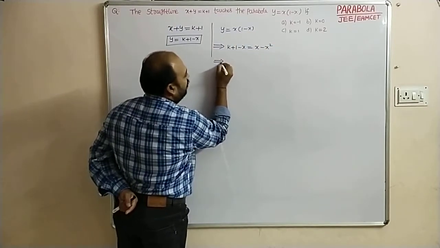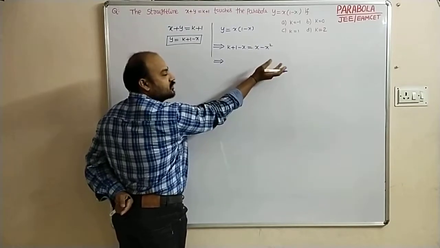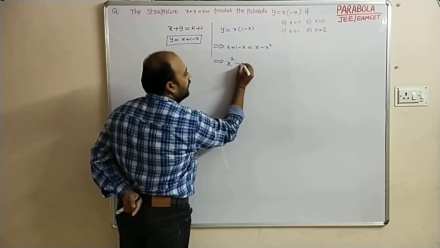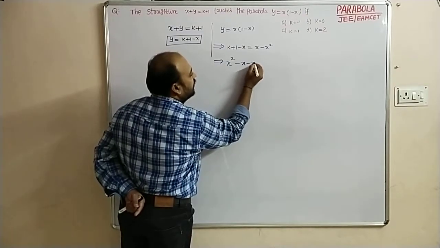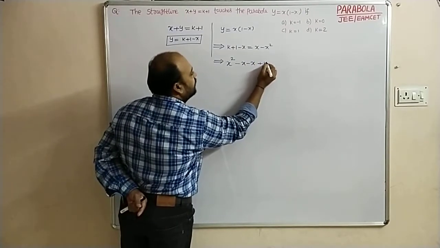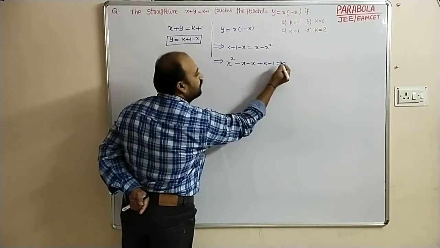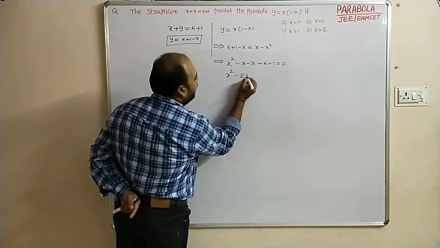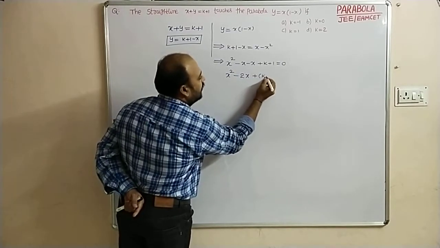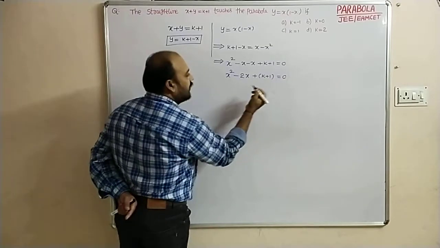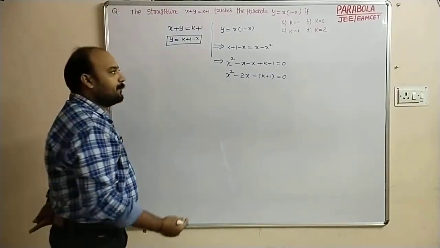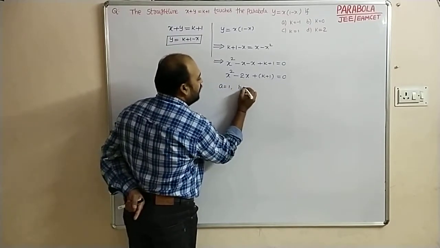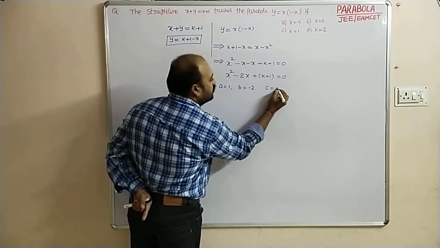Now all these values I am taking to this side, x minus x square I am taking to this side: x square plus x, we can take this side, minus x, here already minus x is there, plus k plus 1 equal to 0. So x square minus 2x plus k plus 1 equal to 0. It is a quadratic equation. Compare with ax square plus bx plus c: a equal to 1, b equal to minus 2 and c equal to k plus 1.